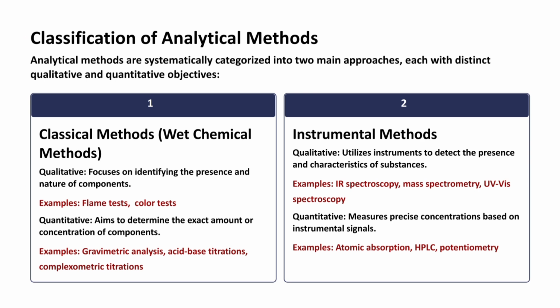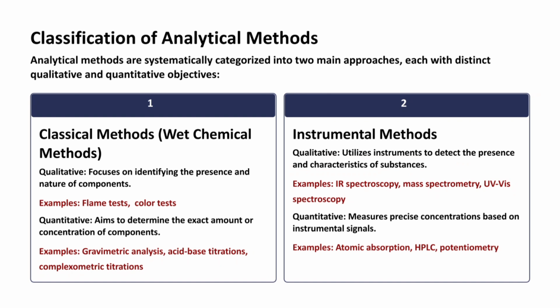The classical methods are the methods which focus only on identifying the presence and nature of components. The simple examples include flame test and color test. Classical methods are also known as wet chemical methods. Here, qualitative methods, which focus on identifying the presence of components, include flame test and color test. Whereas quantitative tests determine the exact amount or concentration of components, where gravimetry is what we are going to discuss.